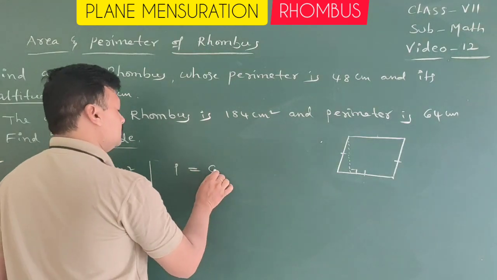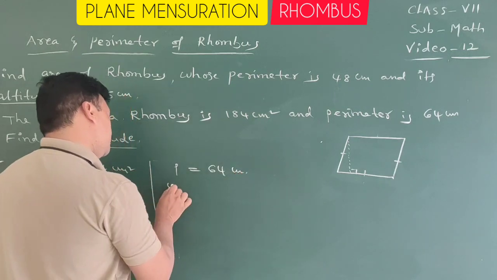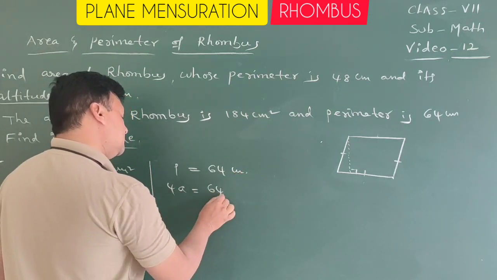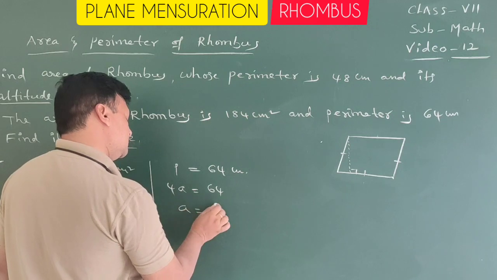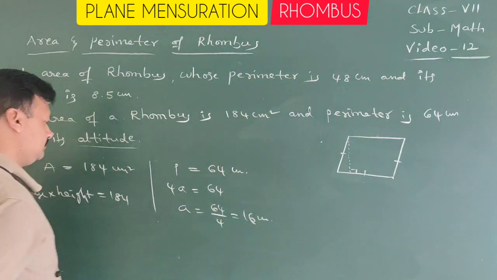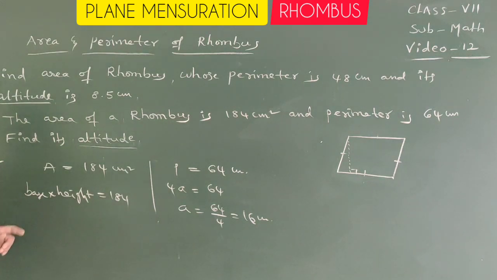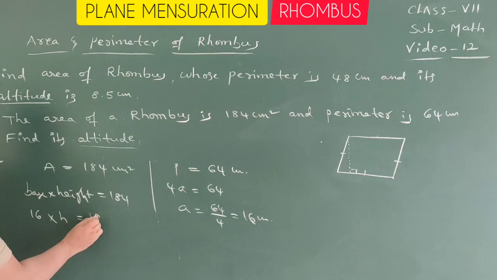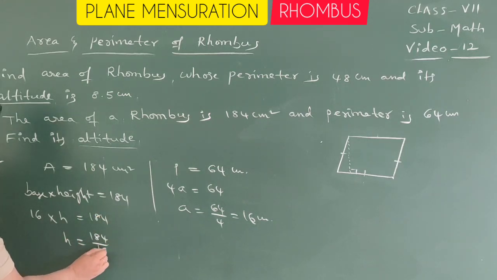64. So 4A equals 64. A equals 64 by 4, that is 16 centimeters. Now base is 16. Height we don't know. Area is 184, so H equals 184 by 16.